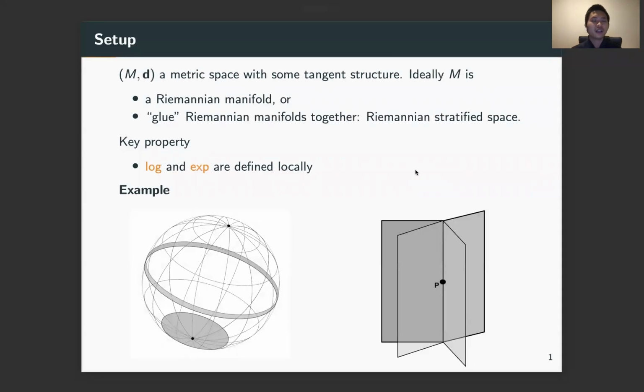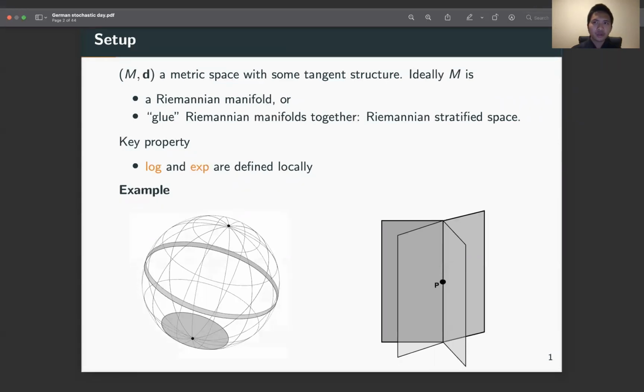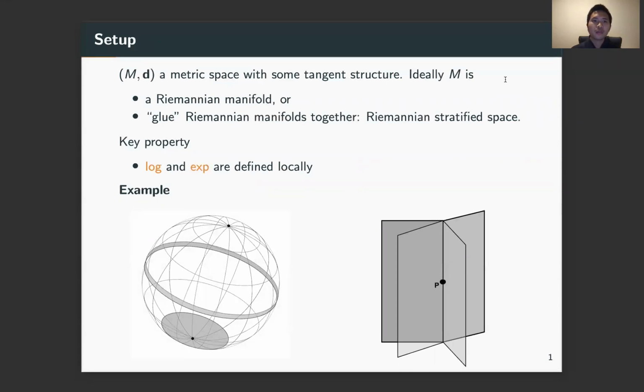So first, let us look at the setup that we'll be interested in. In our setup, we will have a metric space (M, d), and M is required to have some tangent structure. Ideally, we would think of M as a Riemannian manifold, or we can glue some Riemannian manifolds together to form a so-called Riemannian stratified space.